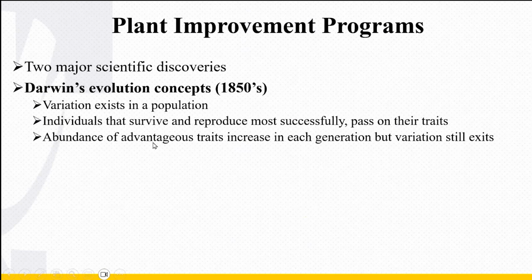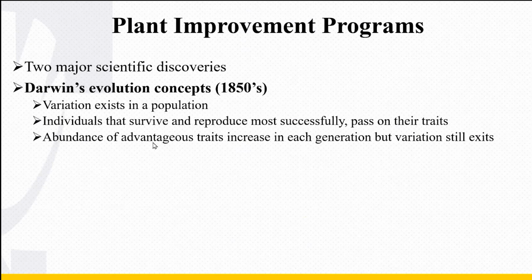There are some advantageous traits, but there is also some variation. So it wasn't necessarily that this was a perfect concept or system. It wasn't that once this trait was introduced into an offspring, it continued on in future offspring.